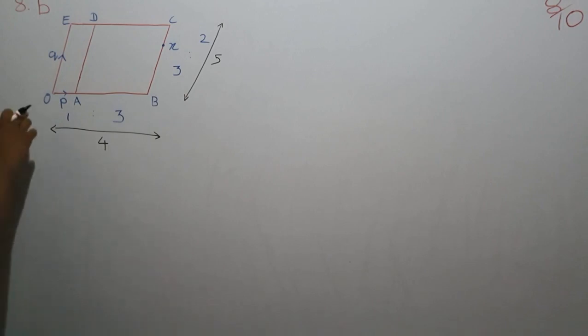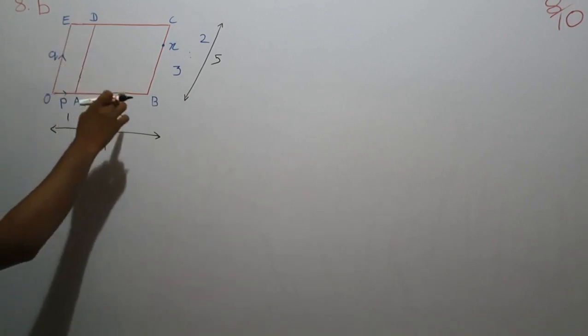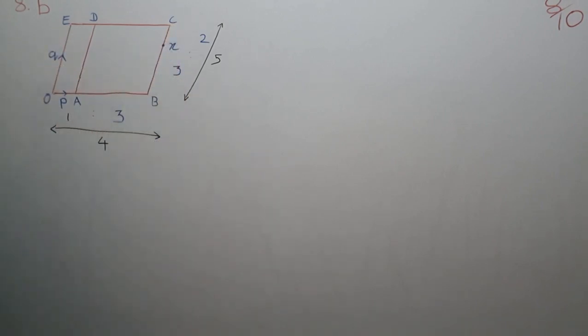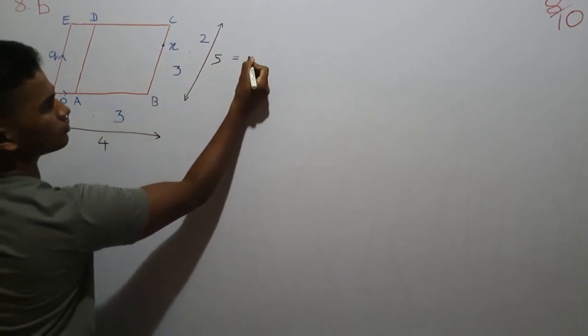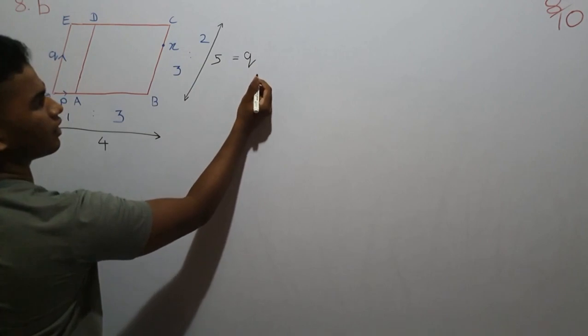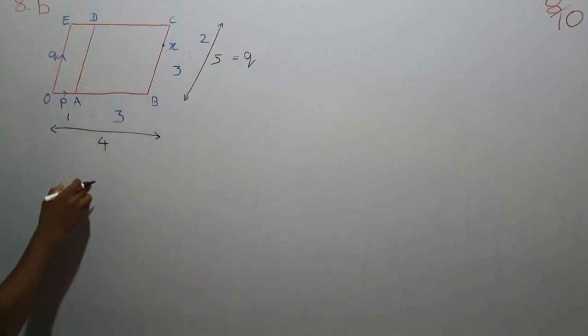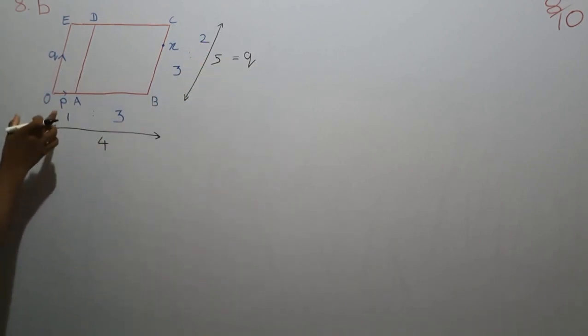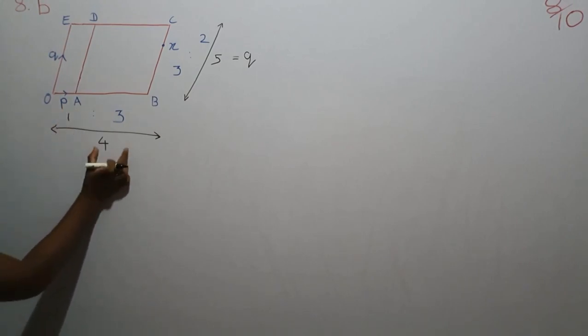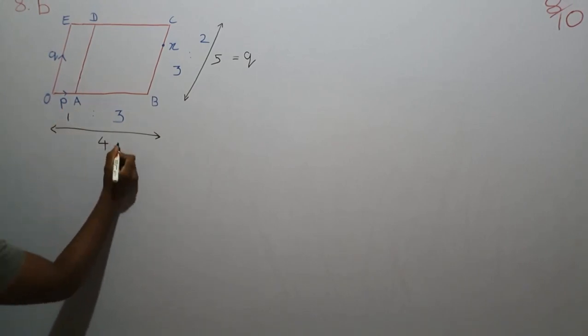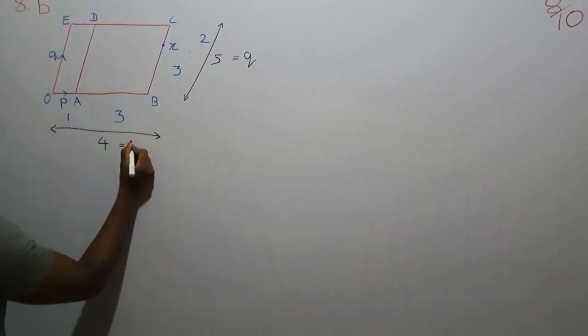So OE is equal to Q. So BC is also equal to Q. Now all 5 parts are equal to Q. But look here, 1 part is equal to P, and there are 4 parts. So 4 parts are equal to 4P.